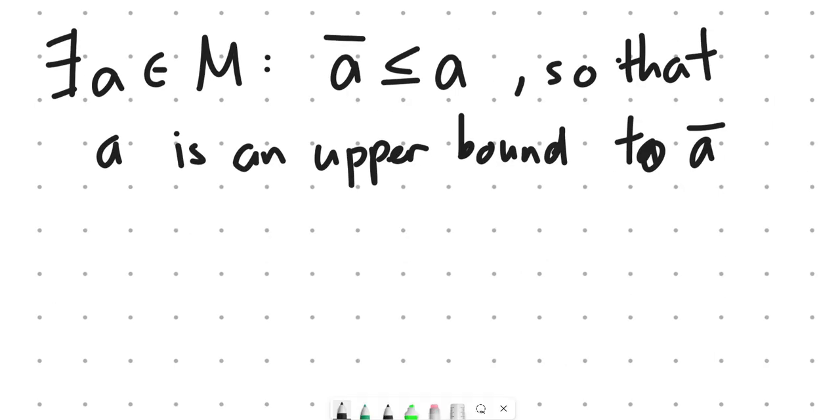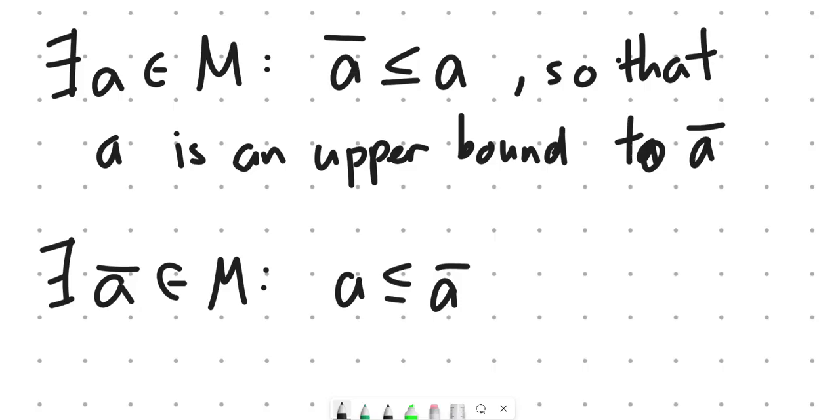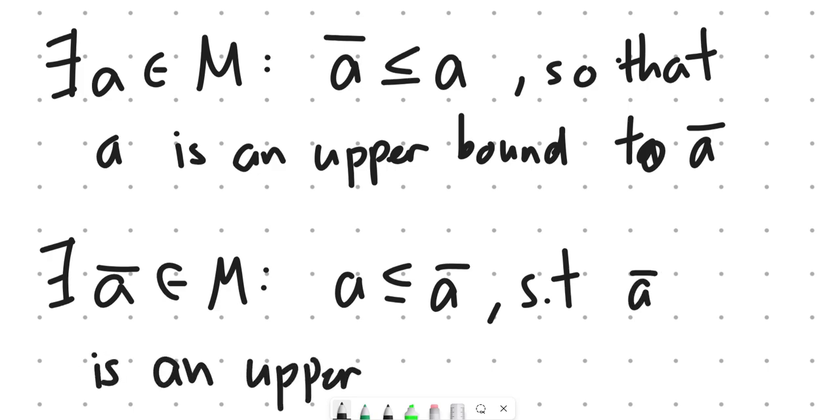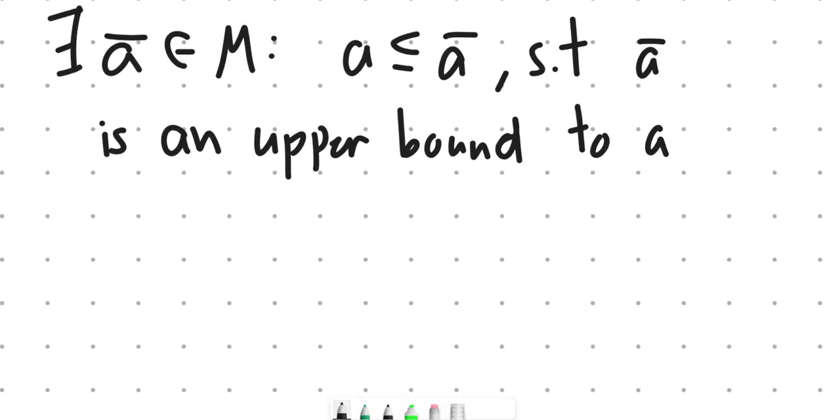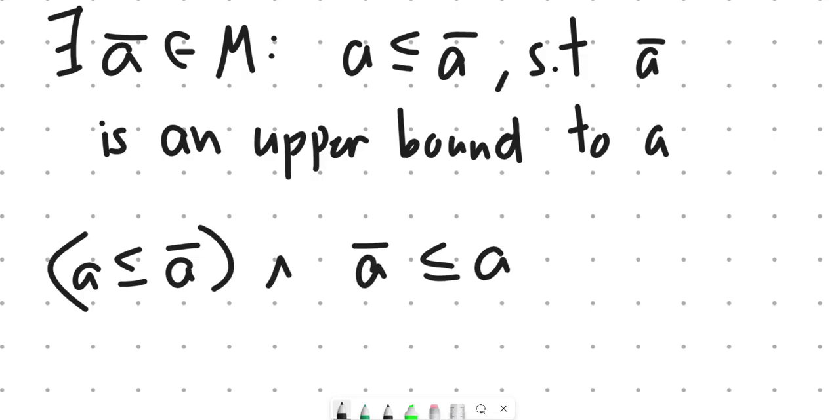Now, if A dash is the maximum, since both are maximum points, by the definition we can say that A dash is always bigger or equal to A, such that A dash is an upper bound of A. So now, since we have both expressions, A is smaller or equal to A dash, and A dash is smaller or equal to A, which is equivalent to saying that A is equal to A dash.